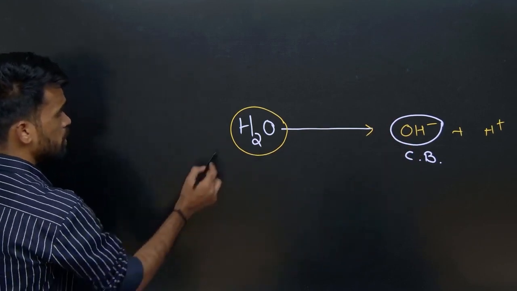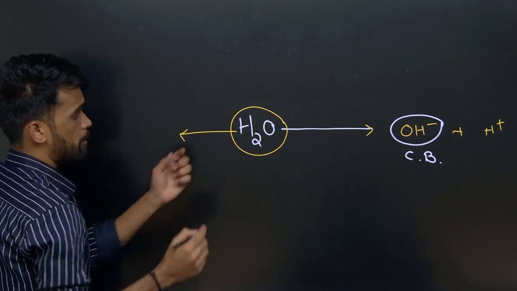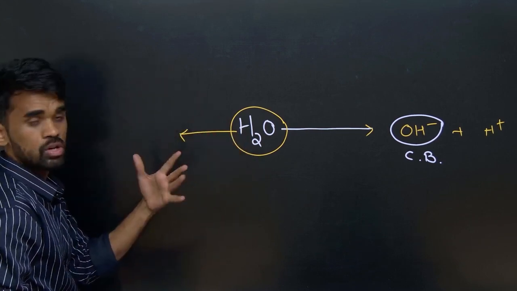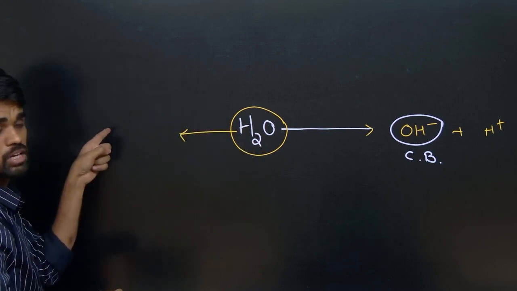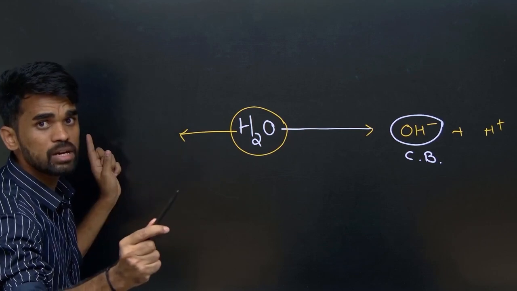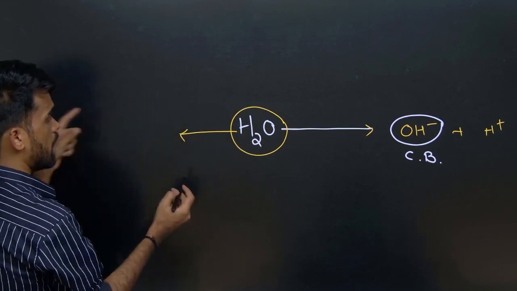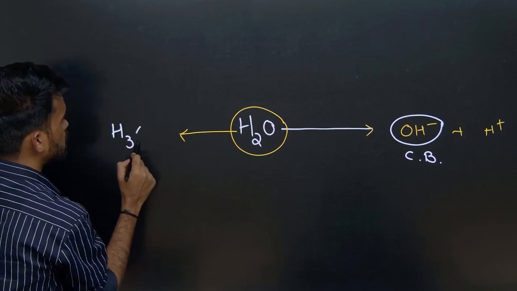Now if H2O is a base and I ask you to find the conjugate acid of this molecule, always remember the acid will have one proton more than the base. So what is its conjugate acid? It will become H3O plus.